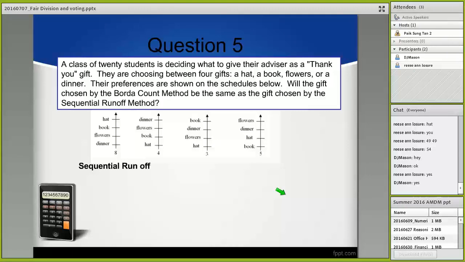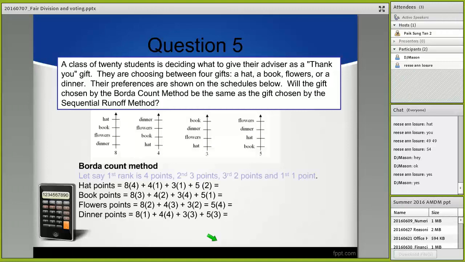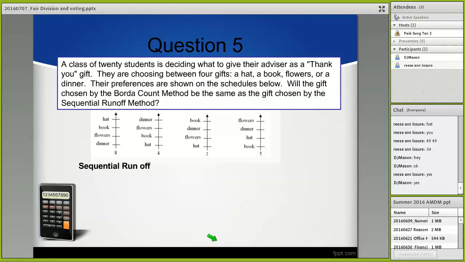So you add them all up. 4 plus 3 plus 5. 7 plus 5 is 12. So dinner is the final winner. Dinner is the winner of sequential runoff. Okay. So previously we did the Borda count, flower is the winner, and in sequential runoff, dinner is the winner. So the winners are not the same. Okay, so any questions on this? Okay, good.